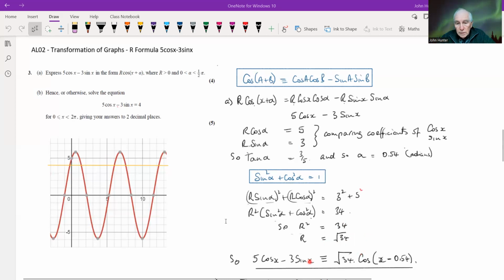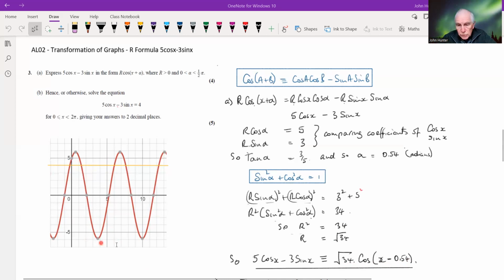That's great. So now we can say that our original function here, we could write it as the square root of 34 cos(x − 0.54), and that's in radians. So I told you this graph here is the graph of 5 cos x − 3 sin x. Indeed, it is. But were I to draw this function, root 34 cos(x − 0.54), I would indeed get the same thing, which is the whole point.